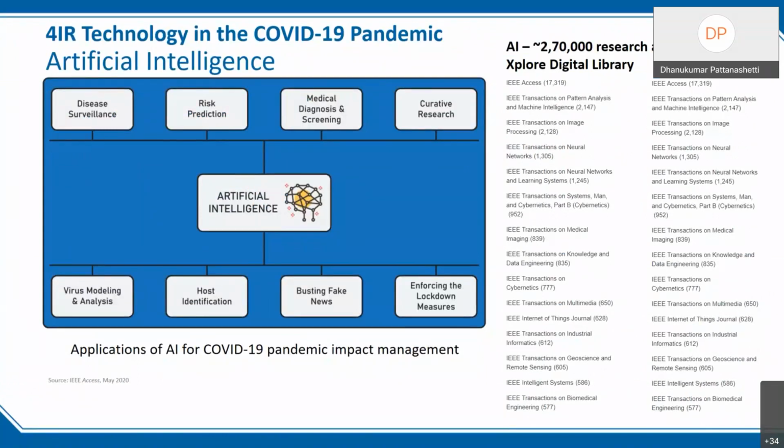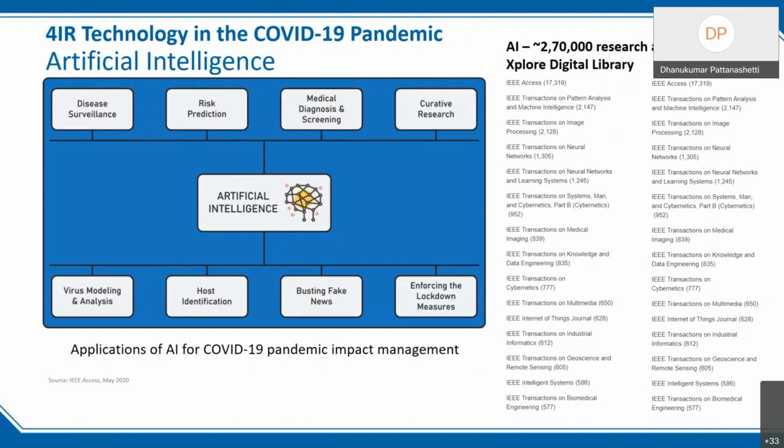I believe all of you are aware of this, but I'd like to tell you that a whopping 270,000 articles are available in the IEEE Xplore digital library only on artificial intelligence. And we do have some journals which publish a lot on these areas: IEEE Transactions on Pattern Analysis, image processing, neural networks, etc. On the right hand side, we have Access, pattern analysis, etc.